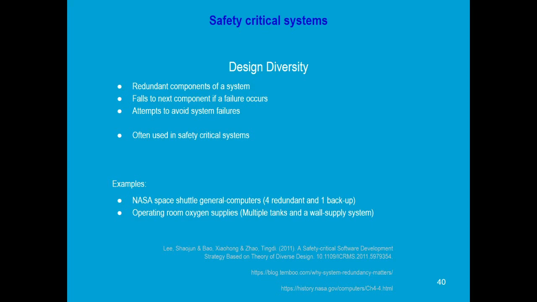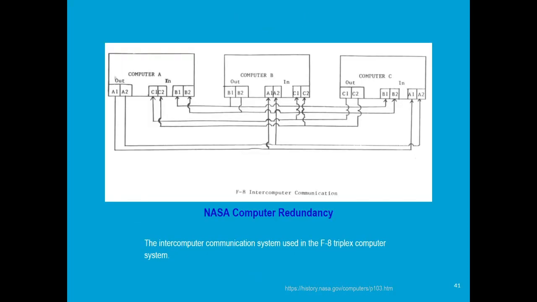Some examples include NASA's Space Shuttle general computers. They would have 4 redundant computers and 1 backup computer in case something went wrong. Another example would be operating room oxygen supplies. Standard practice is to have a main oxygen tank, a backup oxygen tank, and the wall supply system. Here's a figure of NASA's computer redundancy for the space shuttle.